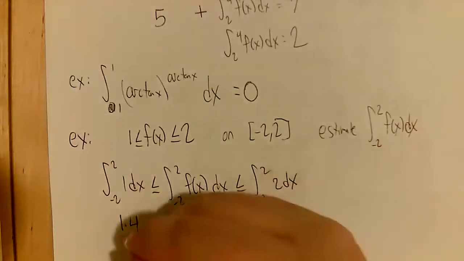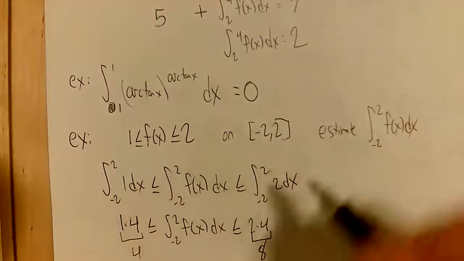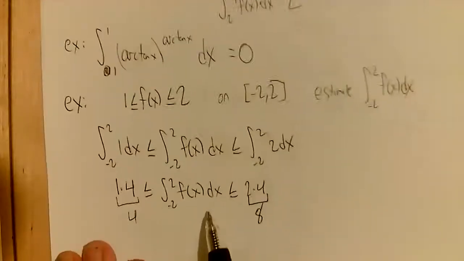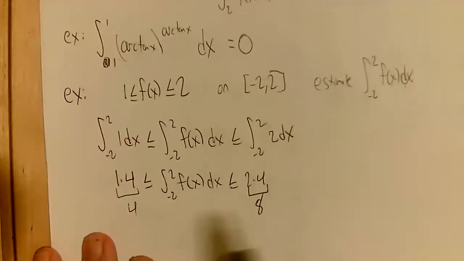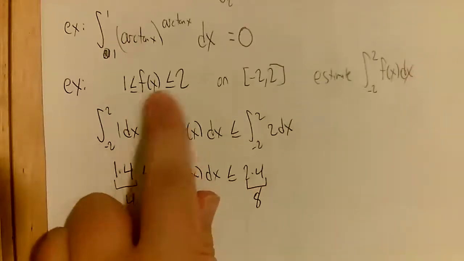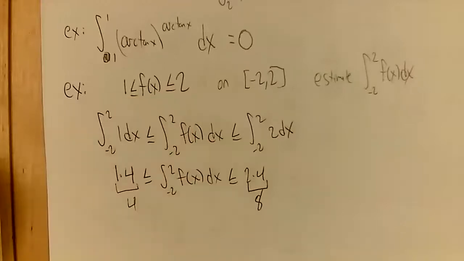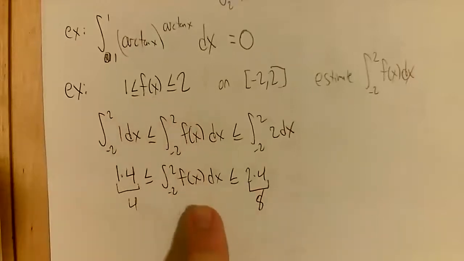2 times 4. So it turns out that whatever this function is, if it's sandwiched in between 1 and 2, then its definite integral over that same region, -2 to 2, needs to be somewhere between 4 and 8. It can't be bigger than 8. It can't be smaller than 4. Otherwise, it wouldn't have followed this condition right here. So that's what I was saying. If we know something about the function itself, then we can often estimate what the value of the definite integral is.